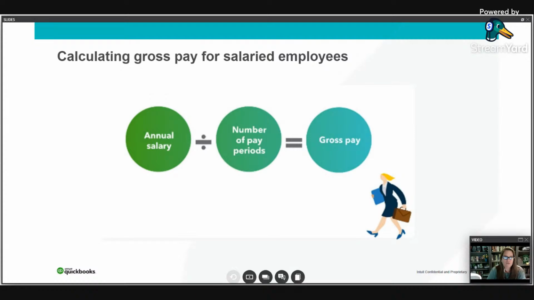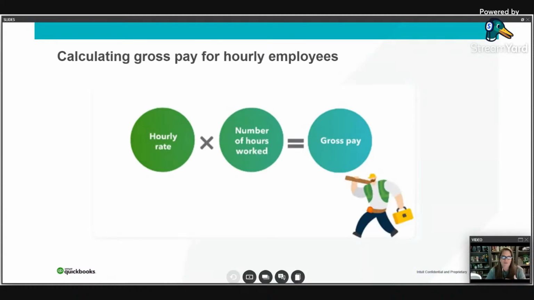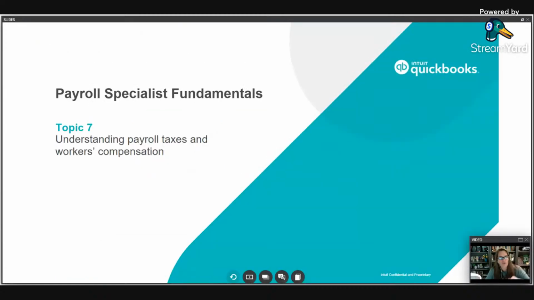Calculating gross pay for salaried employees, you're going to put in the annual salary divided by the number of pay periods. That's going to equal the gross pay. Every software does that for you. So you just put in how much they get paid per year, if they're salaried, or per week, and then the software will do it for you. Calculating gross pay for hourlies is very simple. Hourly rate times the number of hours worked equals gross pay. And gross pay means what they're getting paid before any taxes are being taken out.